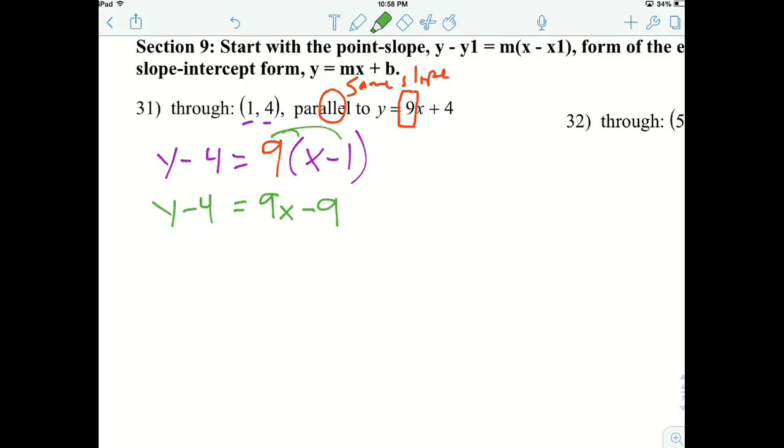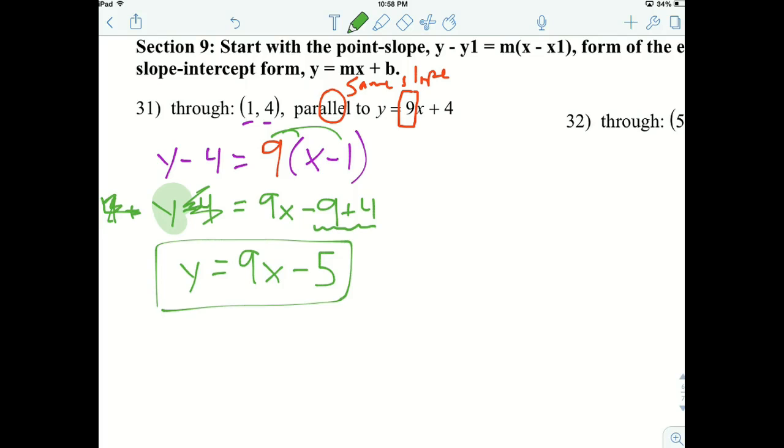And our goal is to get y alone, so we are going to add a +4 to both sides to counteract the -4, leaving us with y equals 9x. These two are both constants, they are like terms, so they can reduce down to -5. -9 plus a +4 is -5. So right here, that is our line.